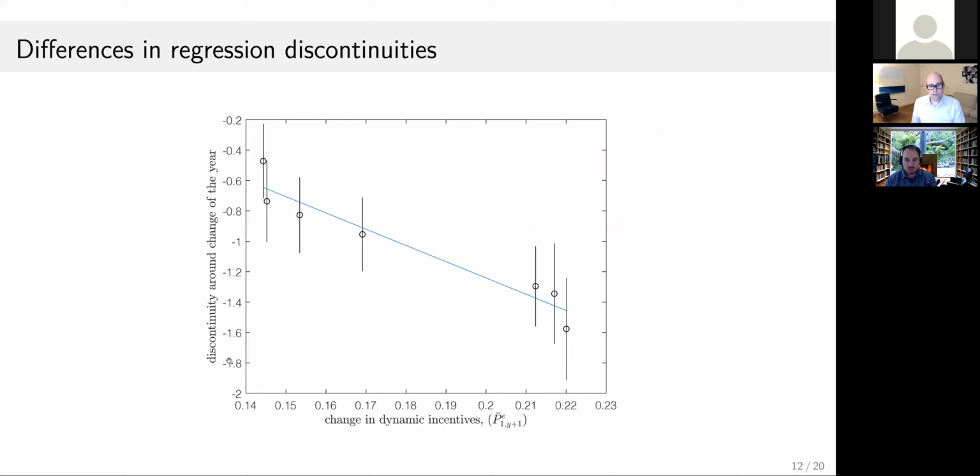Notice that this is always negative, so care consumption always drops, as it should, because both prices turn from zero to something positive. So care consumption should go down. At the same time, what we should expect is that the stronger the dynamic incentives, so the higher the future price, the higher the expected end of year price, the bigger this drop. And this is exactly what we find. So this is this negative slope.